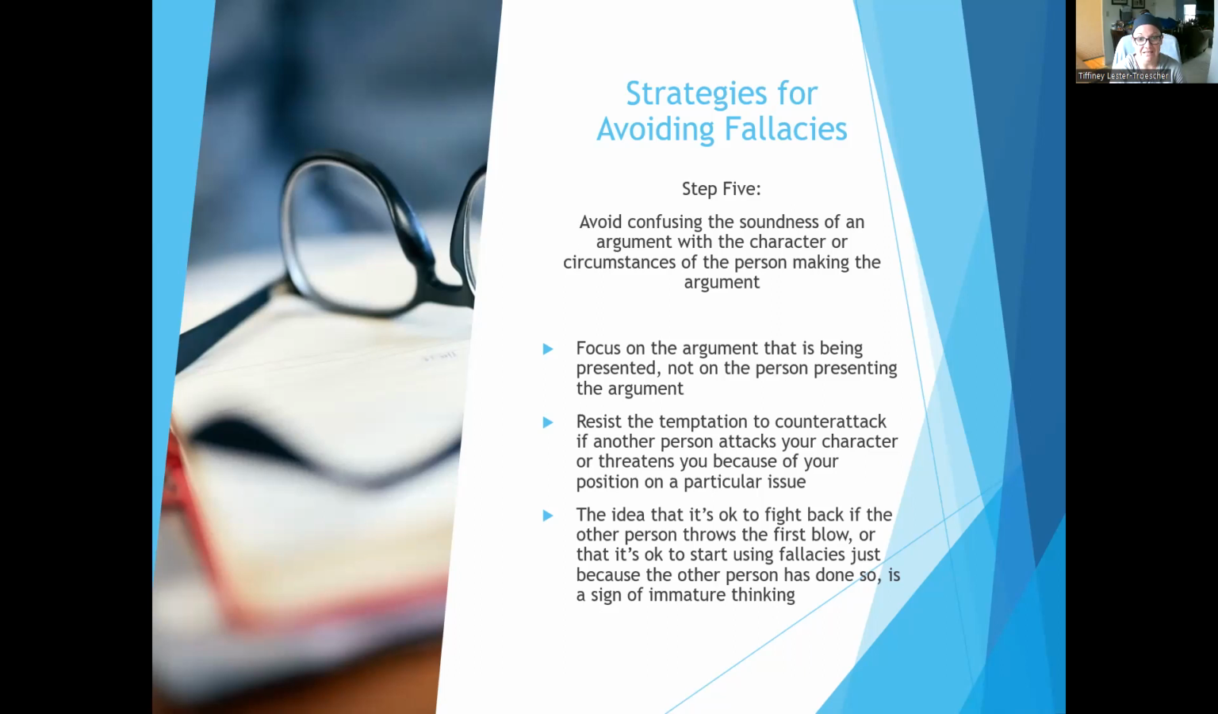If the other person attacks your character, they use an ad hominem fallacy. Don't stoop to their level. All right? What did Michelle Obama say? When they go low, we go high. Right? The idea is that we have this idea in our culture that it's okay to fight back if the other person throws the first blow, right? Or that it's okay to start using fallacies because the other person did. That's immature thinking, right?